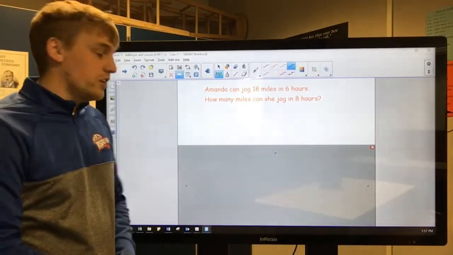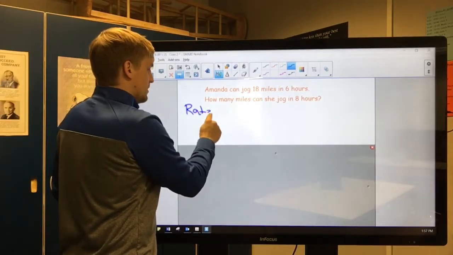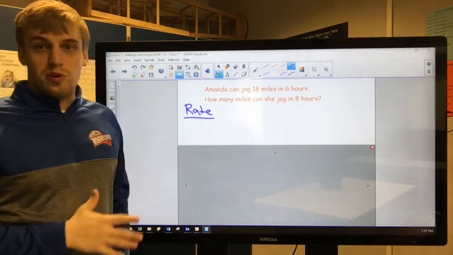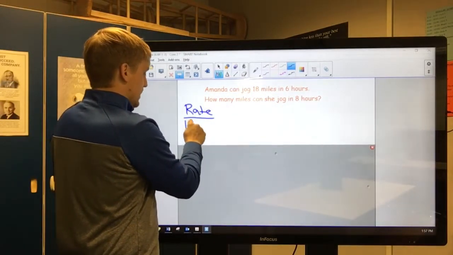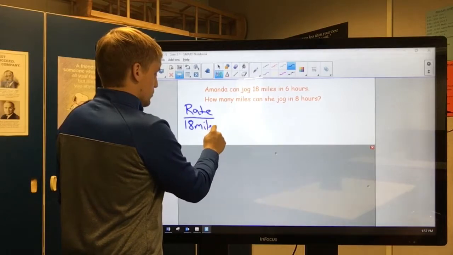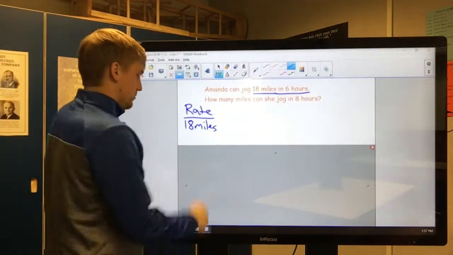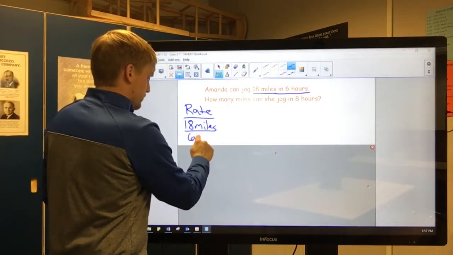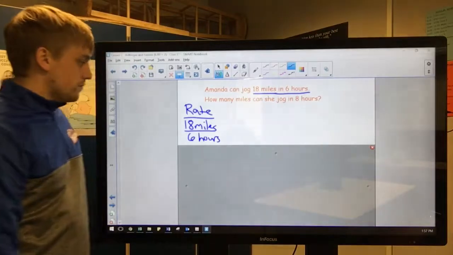So the first thing you're going to do is find the rate that is given. The rate is always given in the problem. So in this case, it says the rate is 18 miles. She can jog 18 miles in 6 hours. Okay?